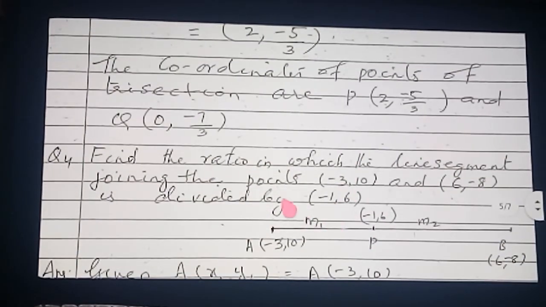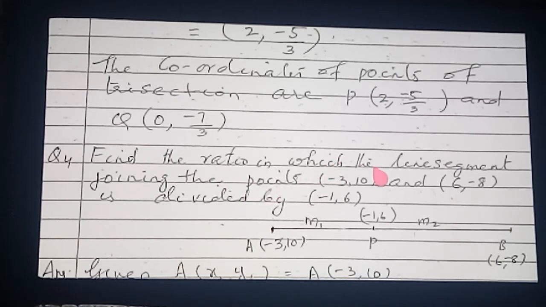Now question number 4. Here another question coming. What do you want to find out? Find the ratio in which the line segment joining the points (-3, 10) and (6, -8) is divided by (-1, 6). So which point is dividing? Point of division, what is given? (-1, 6). So you read the question and make it understand in a proper way.